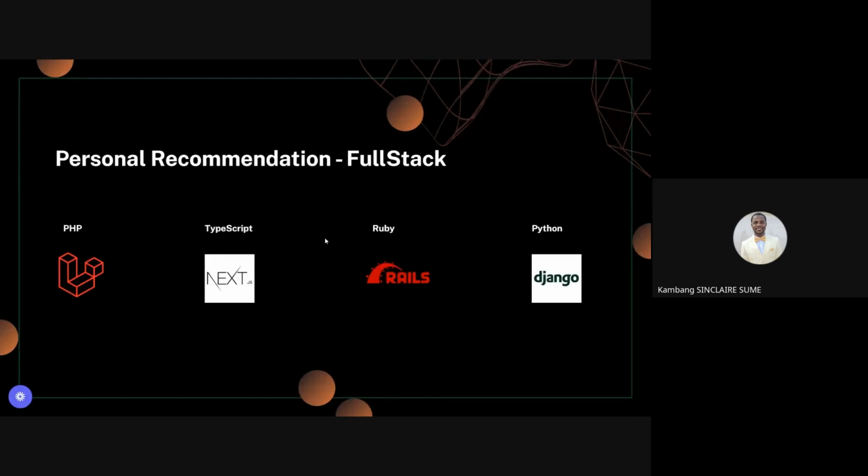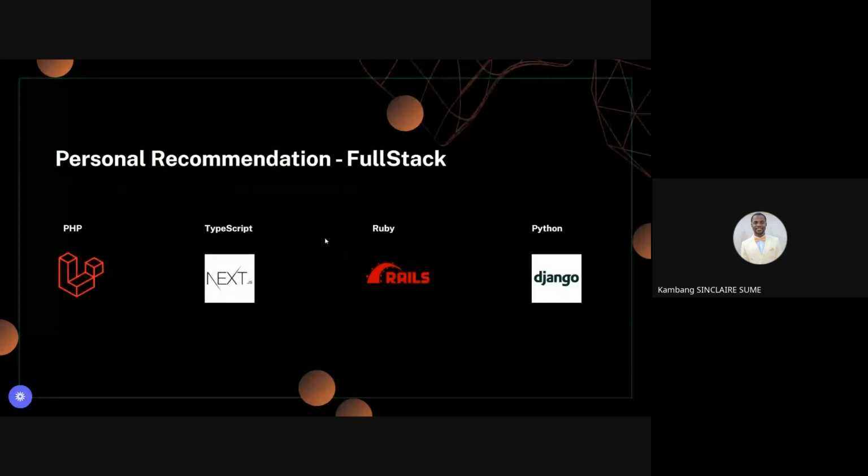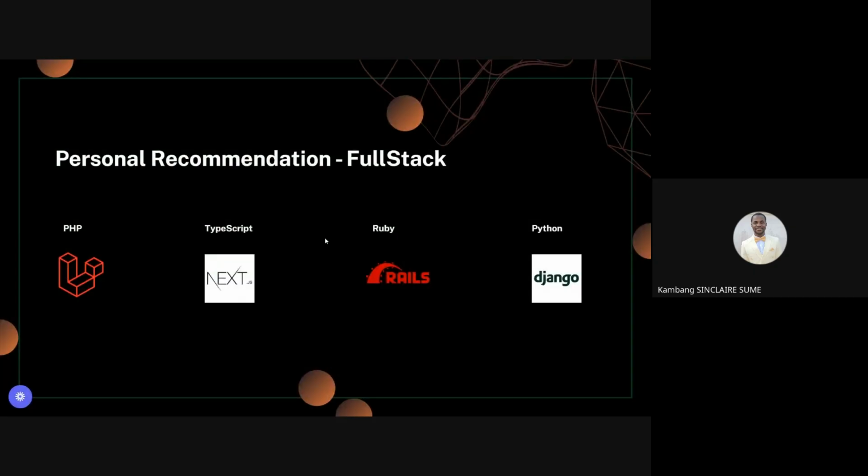Very easy. Another option is Next.js, which is developed with TypeScript. It's also full stack. Ruby on Rails. Rails is the full stack framework for the Ruby programming language. One gem that many people don't know is Django.